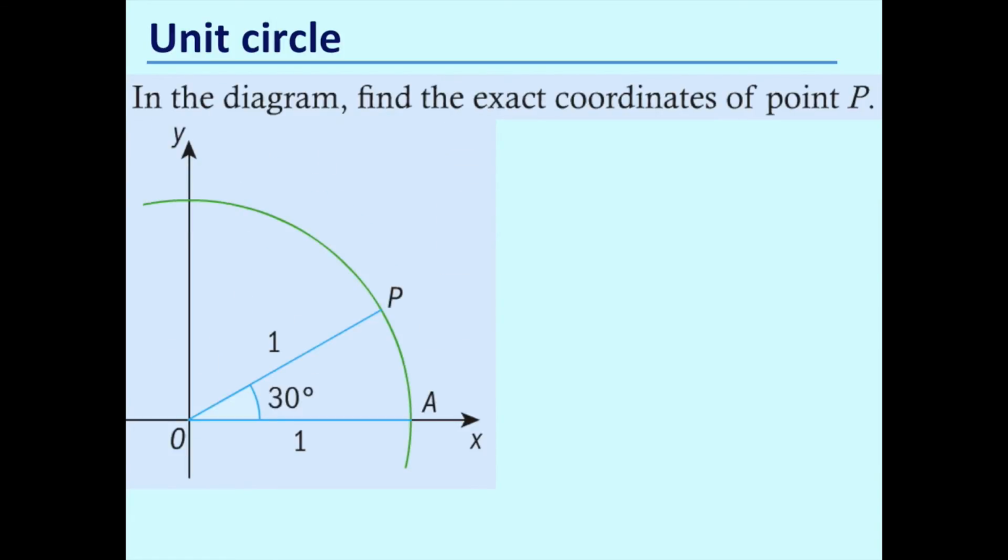In the diagram, find the exact coordinates of point B. This is why we need to know our exact values, because the x-coordinate will be cosine 30, which we know is going to be root 3 over 2, and the y-coordinate is going to be sine 30, which we should know or be able to work out is a half.